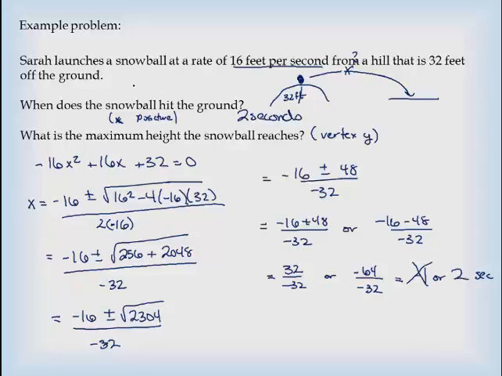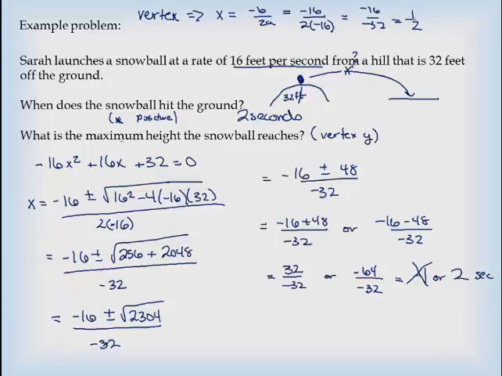Now, what is the maximum height that the snowball reaches? We need to find the vertex. And if you recall, the vertex, the x value, is negative b over 2a. So if I plug in negative b over 2a, I get negative 16 over negative 32, giving me a positive 1/2. That is the x value of my vertex.